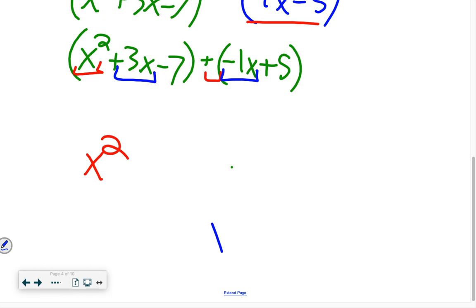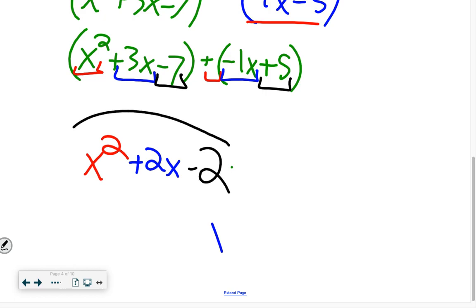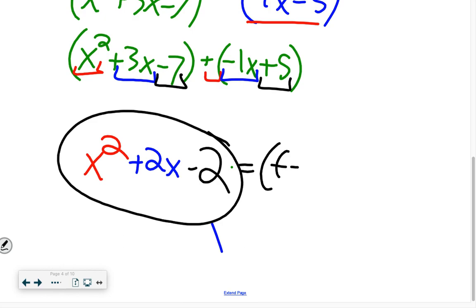3 plus negative 1 is a 2x, right? Or you think 3 minus 1. You get 2x. Last but not least, you have a negative 7 and you have a positive 5. Negative 7 plus 5 gets you negative 2. So this would be your answer. That's what happens when you subtract the second one from the first equation. So f minus g of x equals x squared plus 2x minus 2.